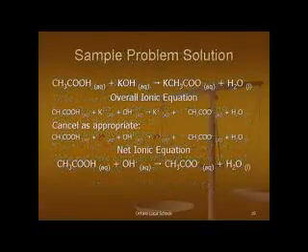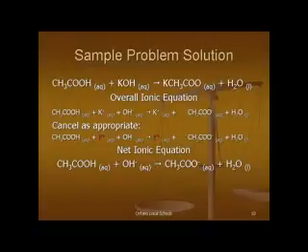Let's look at our acetic acid plus potassium hydroxide reaction. The molecular equation is up top there. For the overall ionic equation, because the acetic or ethanoic acid is a weak acid, we have to write it in its molecular form. The potassium hydroxide, though, will separate to K plus and OH minus. On our product side, we'll have K plus, the acetate ion, CH3COO minus, plus H2O.